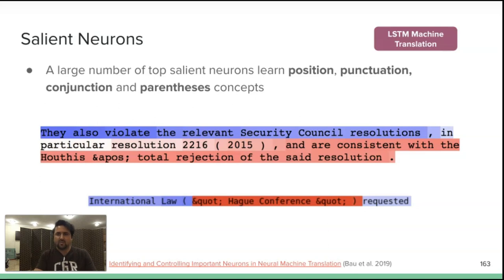We also saw this position neuron earlier when we were discussing Karpathy et al.'s work. They also found this neuron in an LSTM-based language model. So maybe these are not necessarily MT-related neurons but very important language neurons.